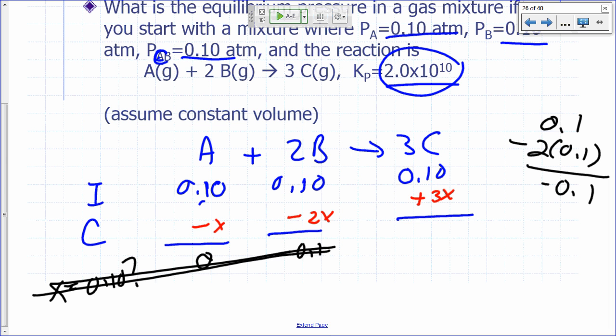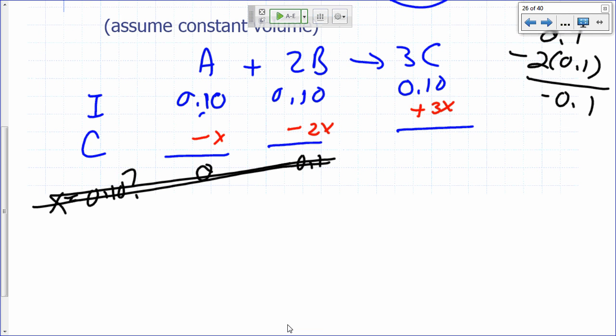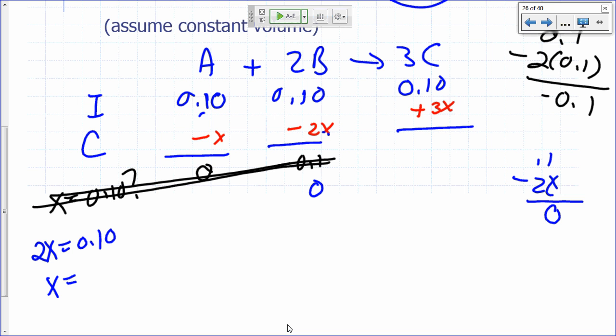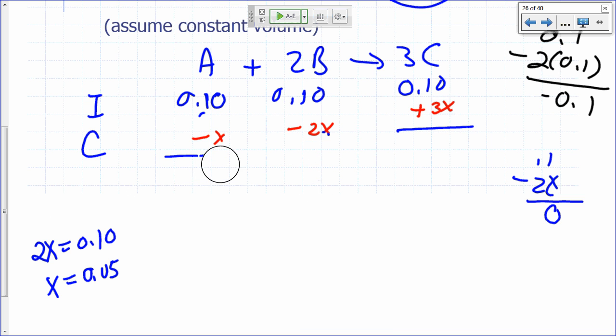Okay, so let's try a different X. This time we're going to say we lose all of our B instead. So we're going to say 2X is equal to 0.1. So what is 0.1 minus 2X? It's going to be 0, right? And so what's my X going to be? What's half of 0.1? Half of 10 is 5, right? So 0.05. So how much A would I have at equilibrium? This is going to be 0.10 minus X at equilibrium, or 0.05, right?